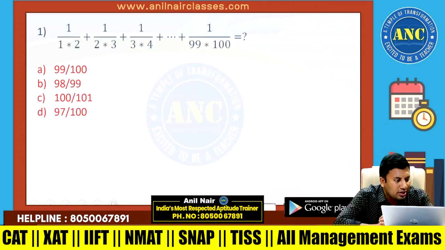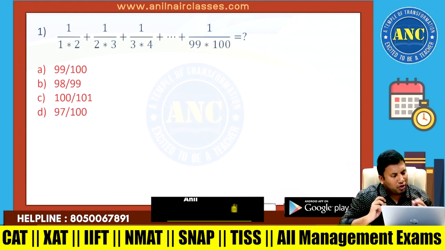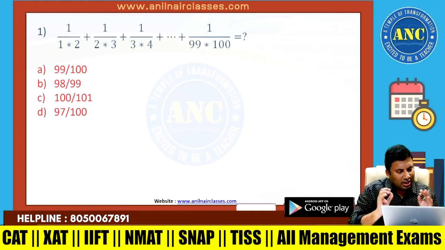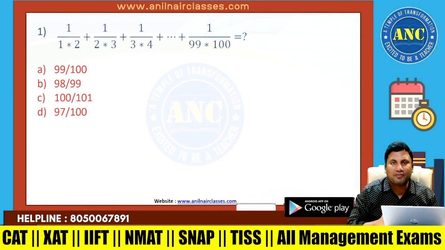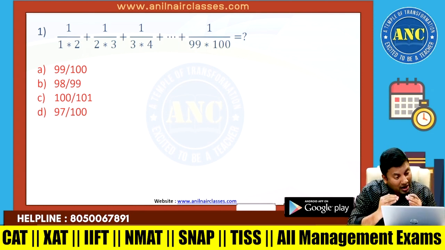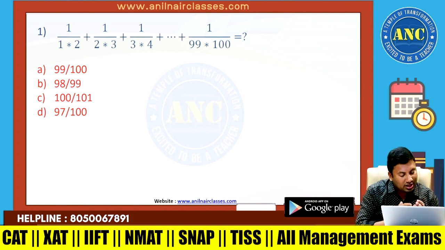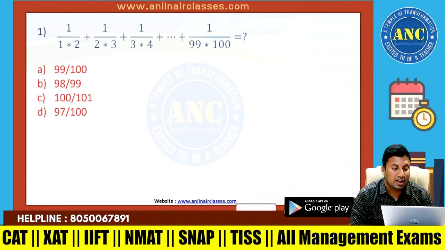Now the first question. Before answering the question, first read the question. When you read the question, there are a few conclusions that you can draw. Maybe in that conclusion only there is a root cause that is hidden. The question is like this: 1 by 1 into 2, plus 1 by 2 into 3, plus 1 by 3 into 4, and so on up to 1 by 99 into 100.